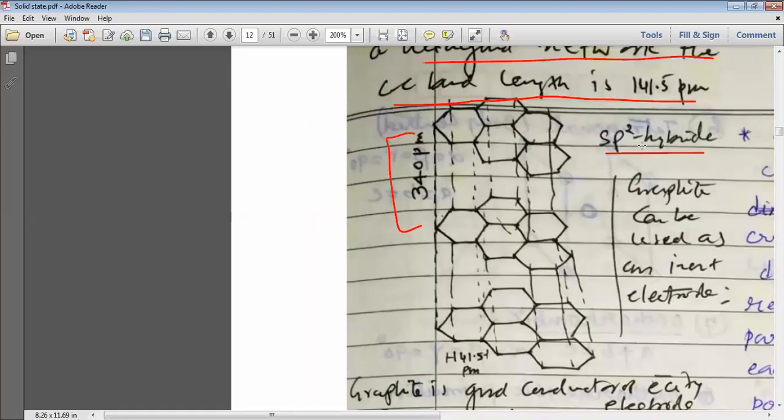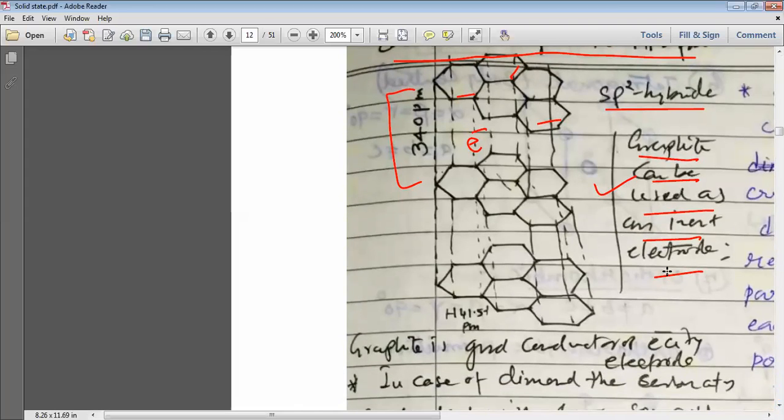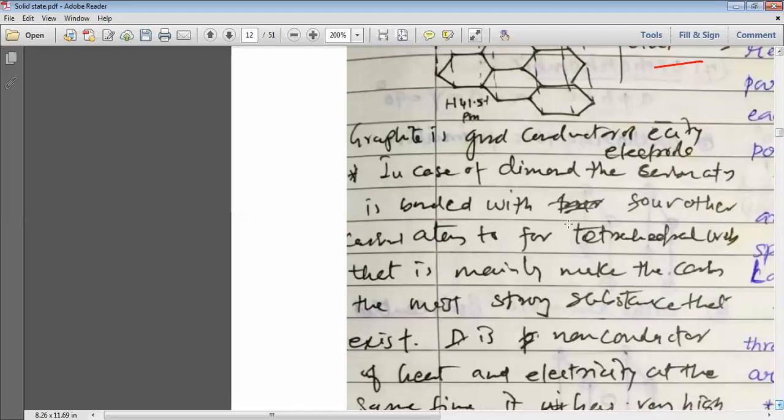All the carbons are sp2 hybridized, and graphite can be used as an inert electrode because of the electrons available between the layers, or the electrons which are used to make some of the double bonds of these carbons. They allow it to conduct electricity, and that is why graphite is a good conductor of electricity and is used as an inert electrode, my dear students, which does not take part in chemical reactions but can be used to pass the electricity.